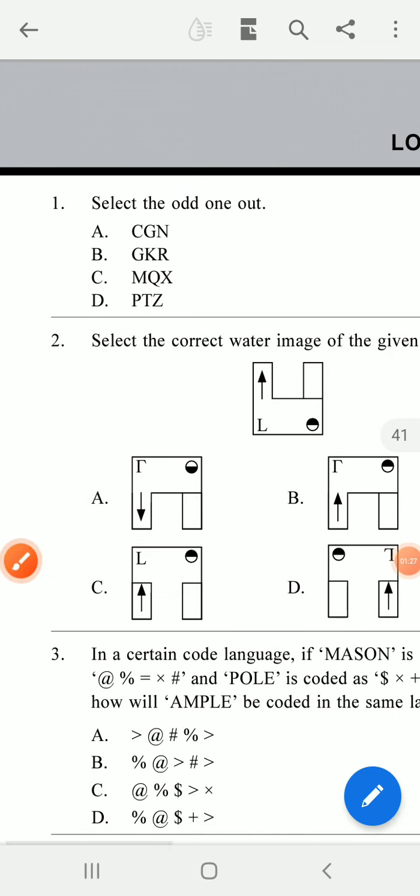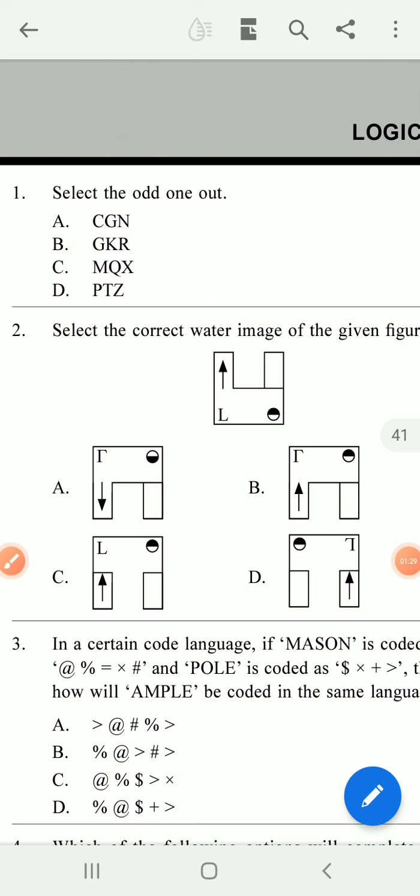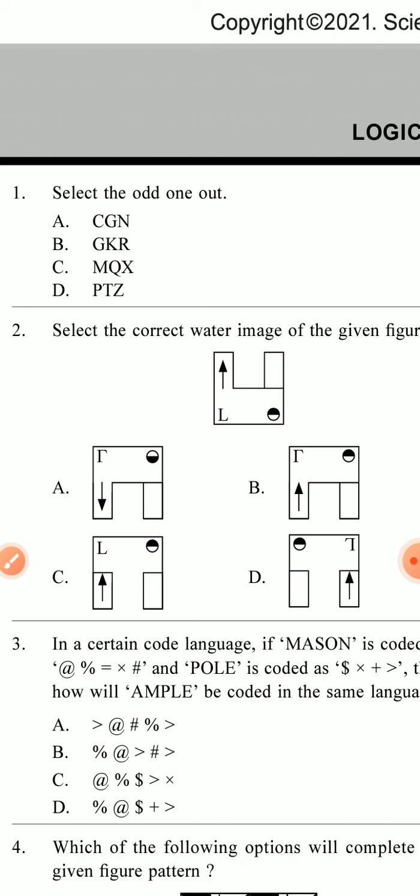So next, select the correct water image of the given figure. So 2A is the answer because it moves upside down. Upside down in a vertical manner you move upside down. So you can see that A is the answer.